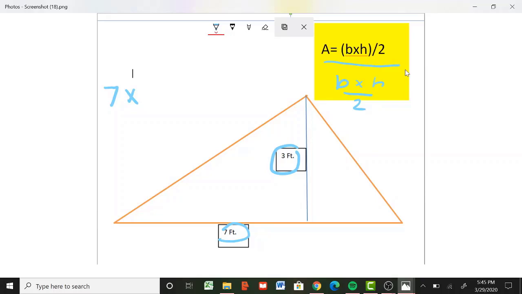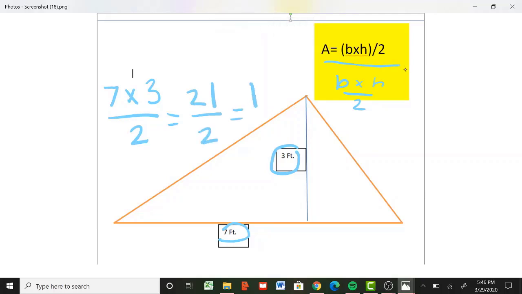Okay, so where are we? Filling in our formula. So our height is 3. And then we need to divide all that by 2. So what do we have? We have 21. 7 times 3 equals 21. Divided by 2, and we get 10 and a half. Okay, so we get 10 and a half. But it's always important, right, to remember our units. So our units would be feet squared. So the area of this triangle would be 10 and a half feet squared.